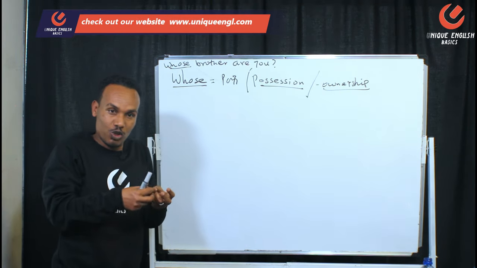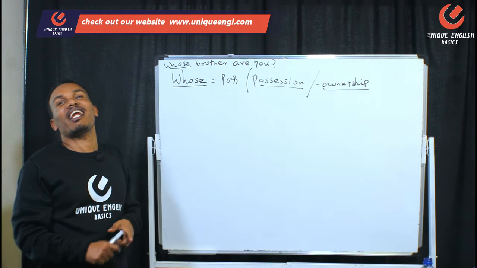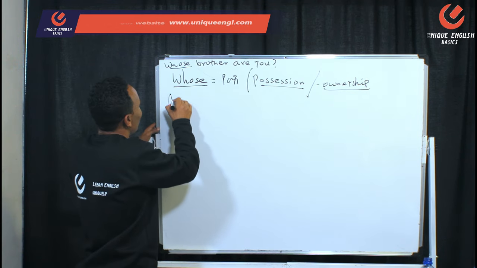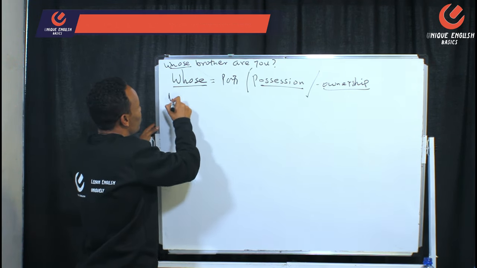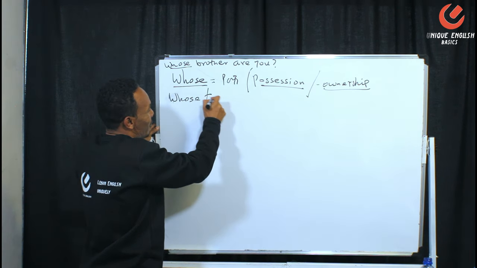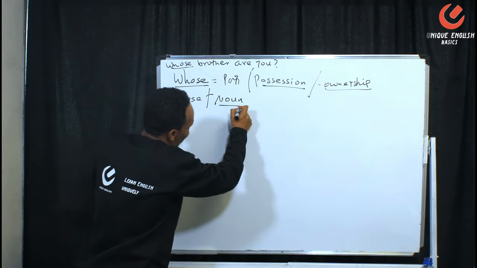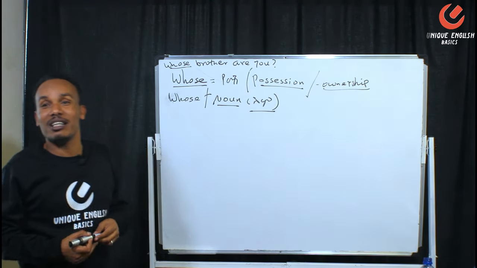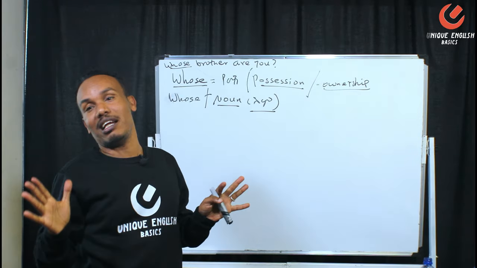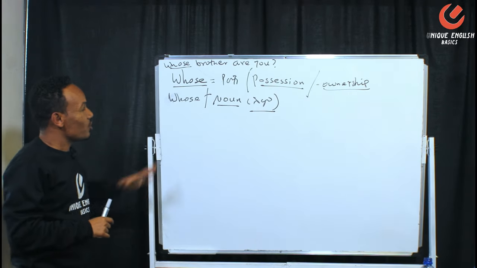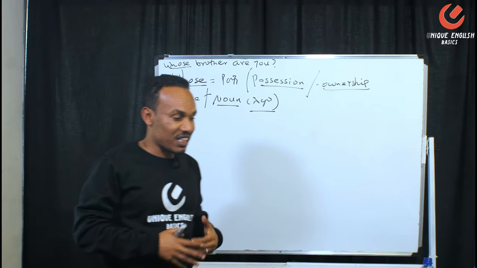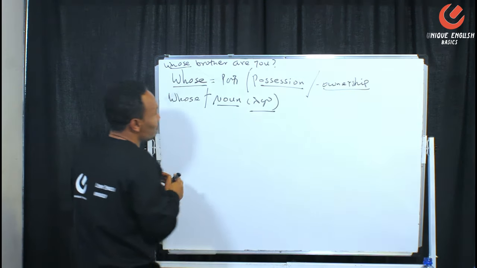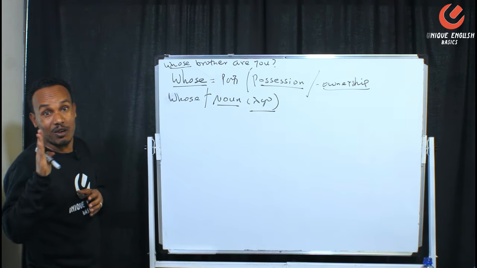So here, whose marker, whose book, whose brother, you have something in common. What follows? A noun follows. Therefore whose is followed by what? A noun. A noun follows it. That's very important. So whose is followed by a noun. That is really nice.